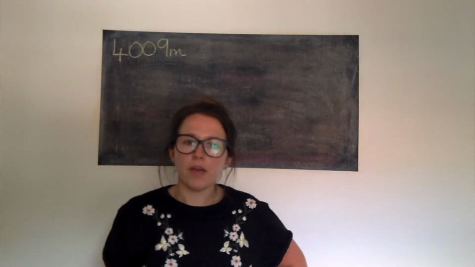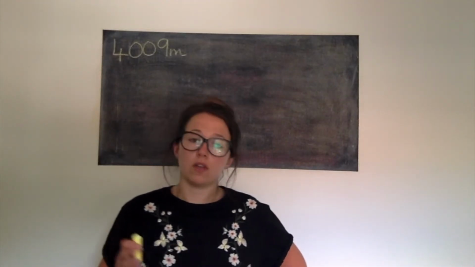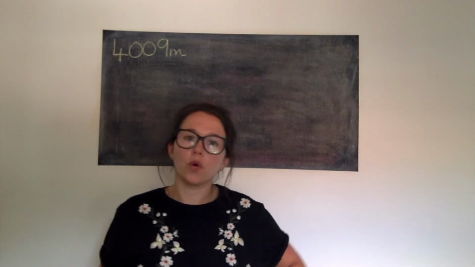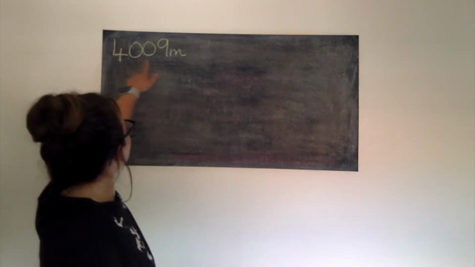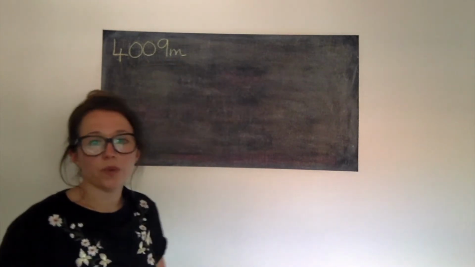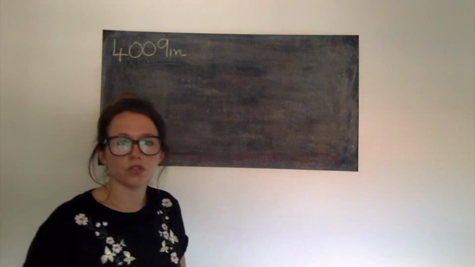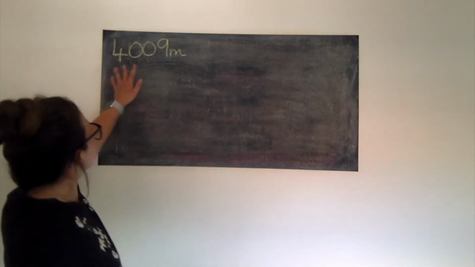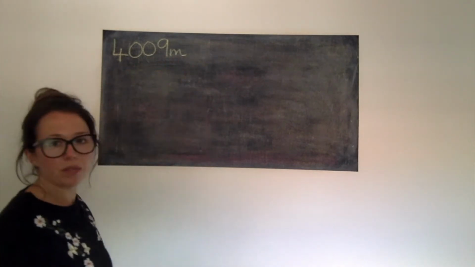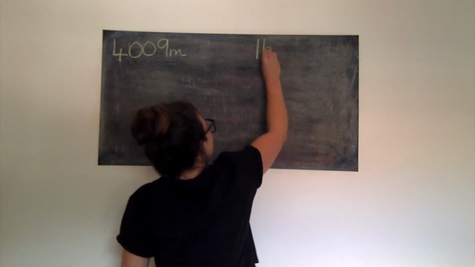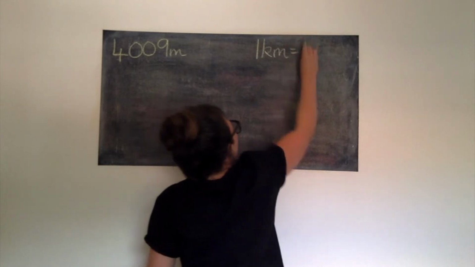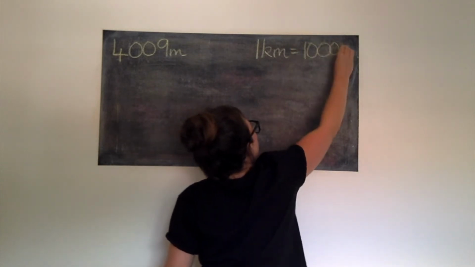In order to compare, we need to make sure that all of our units are exactly the same. So either all metres, all kilometres and metres, or all kilometres. So I'm going to start off with Zoya. So we've got 4,009 metres. Now it doesn't matter which way you do it, I'm going to do it for all of them just to show you. So let's first turn these into kilometres and metres. At the moment it's in metres. So remember, 1 kilometre is equal to 1,000 metres.